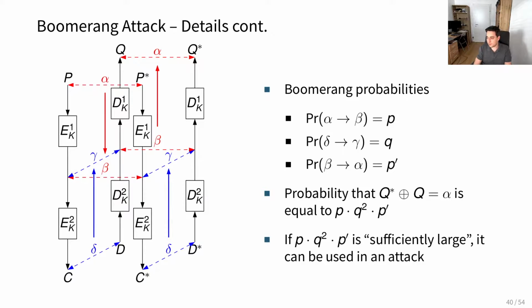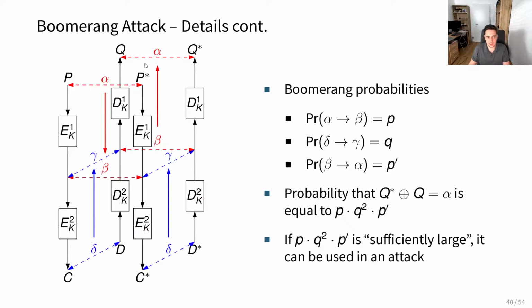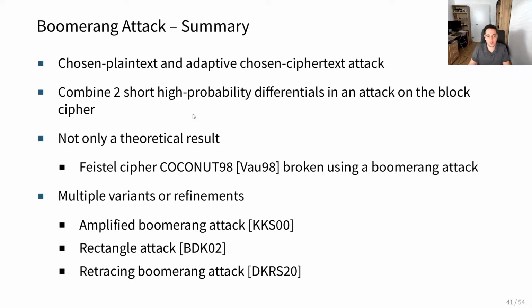Now this may seem very theoretical, but it has actually been used in this way. For example, against the file cipher coconut, this was broken by using this boomerang attack. So it's essentially a chosen plaintext, adaptively chosen ciphertext attack. Why adaptively chosen ciphertext? Well, because we get some ciphertext, we modify the ciphertext, and then based on this modification, we ask the decryption oracle to get us new plaintexts. So that's why it's adaptive.